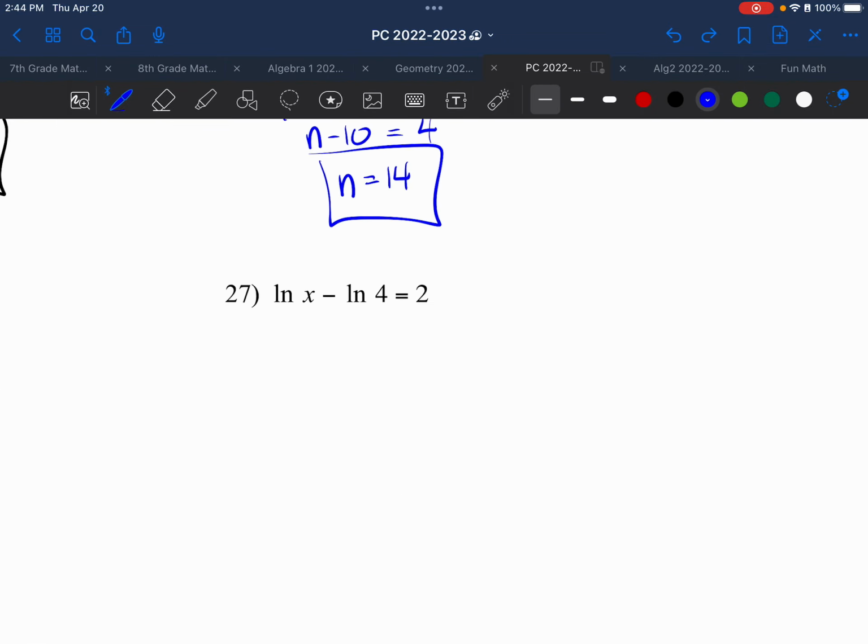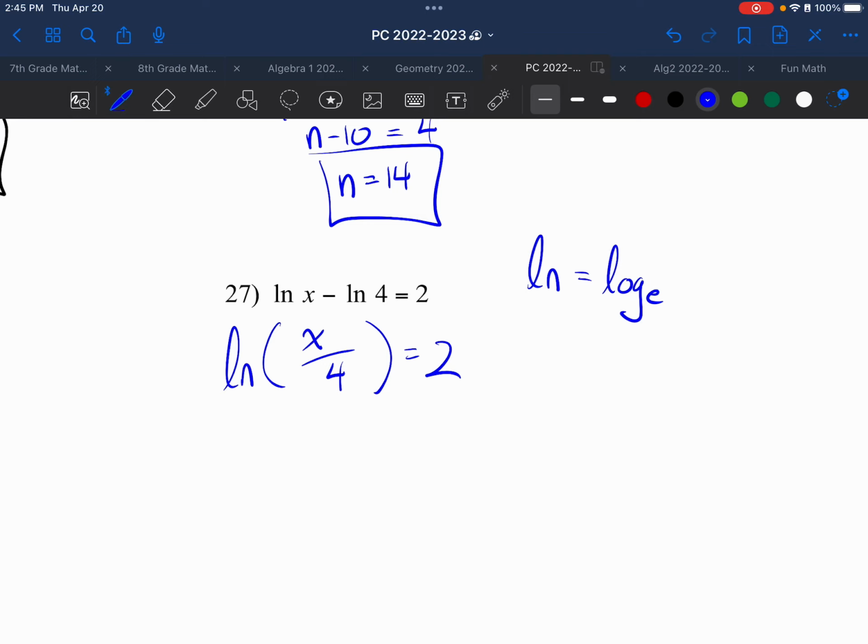Last problem on this page. We got some natural logarithms, which remember, if you've forgotten, natural logarithm is the same thing as log base e. So in this case, I need to probably somehow combine these into one logarithm so I can undo it. Right now I can't undo it when they're separate like this. Remember, if the outsides are being subtracted, the insides are being divided by. So this is going to be really x divided by 4 for the insides. And I still have a natural log out front.